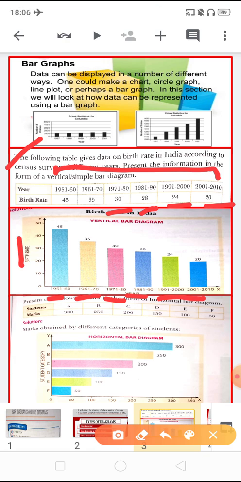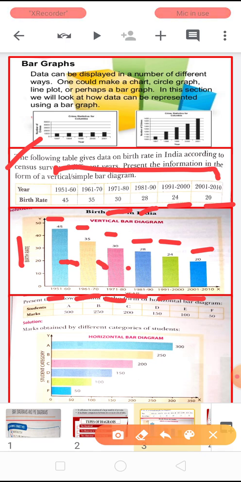So bars may be drawn either vertical or horizontal. Here you just see there is an equal gap between each and every bar of the vertical graph. You will find equal distance between each bar. Like here, whatever the difference is here, it should be the same here, in this one and this one. We have an equal distance between the bars. And the length, or you can say the height, of each bar depends upon its value. So this is basically a vertical bar diagram.